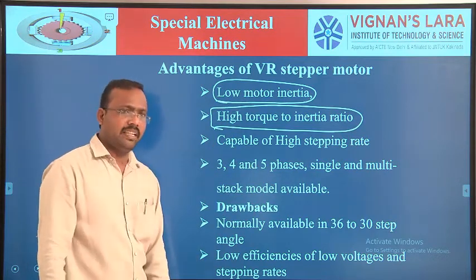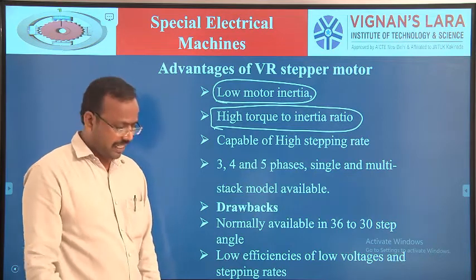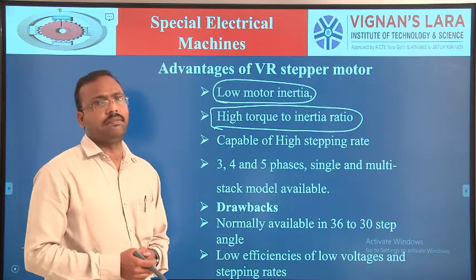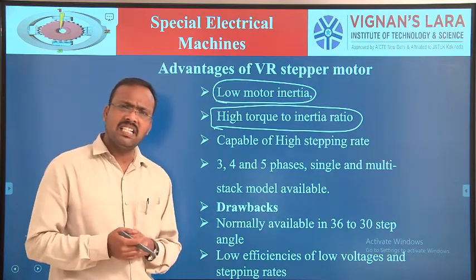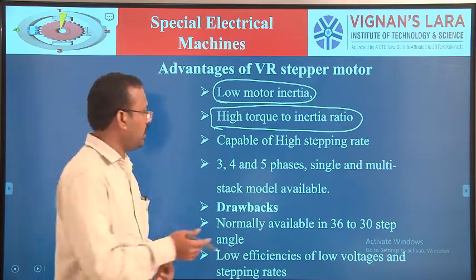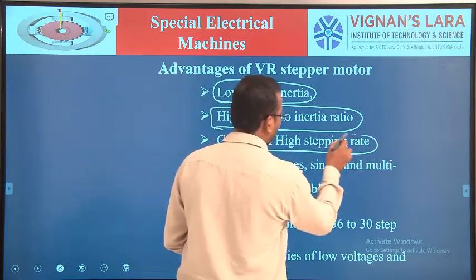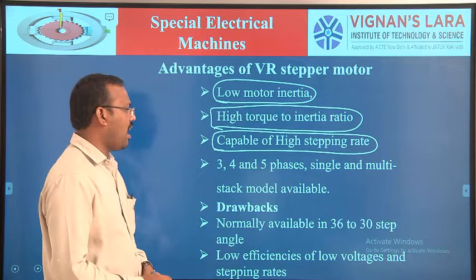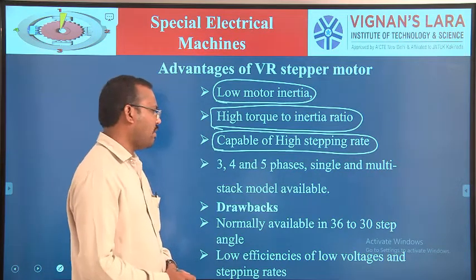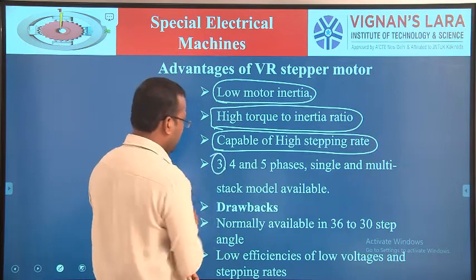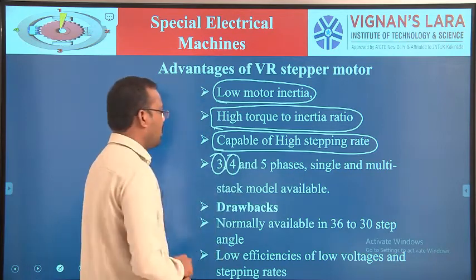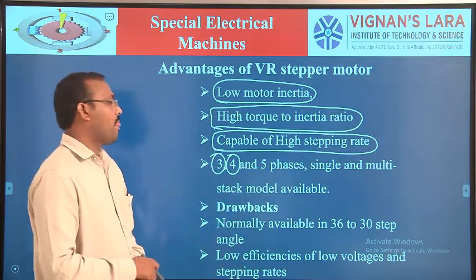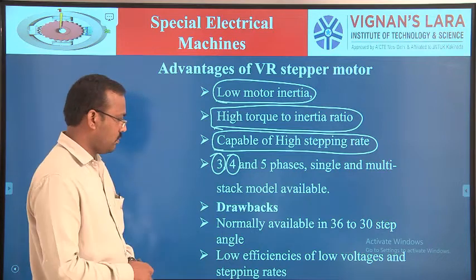Capable of high stepping rate. We get more stepping rates, more number of steps. So more accuracy: when the number of steps increases, we get more resolution, more accuracy. So higher stepping rate. And another one: 3, 4 and 5 phase, single or multi-stack models are available. 3 phases we already discussed, 4 phases also we discussed, and 5 phases are also available for single and multi-stack stepper motors.